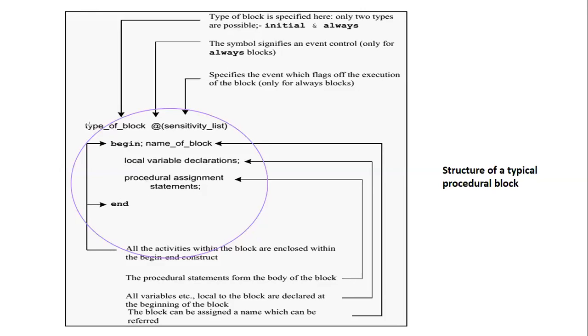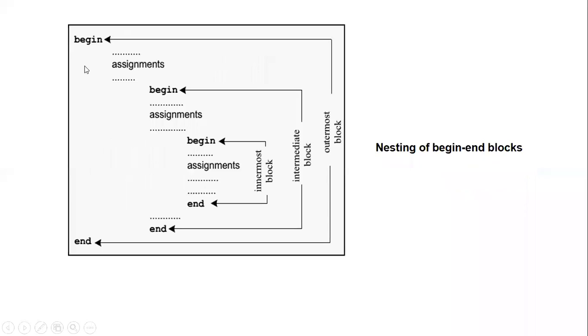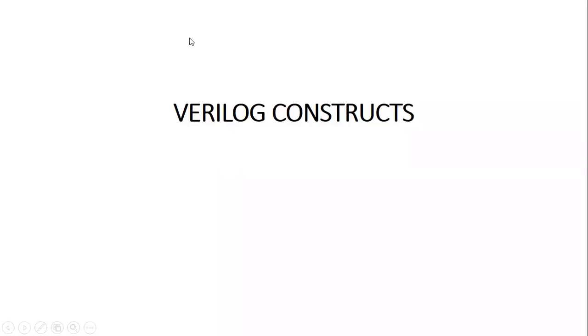If you write initial, the at sensitivity list is not required for initial. So initial, begin, end, and write all your statements within that. Next, you can use nesting of begin-end blocks. Within one begin, you can write another begin, and within that, one more begin. So this end is for this begin, this end is for that begin. So you can use nesting of begin and end statements.